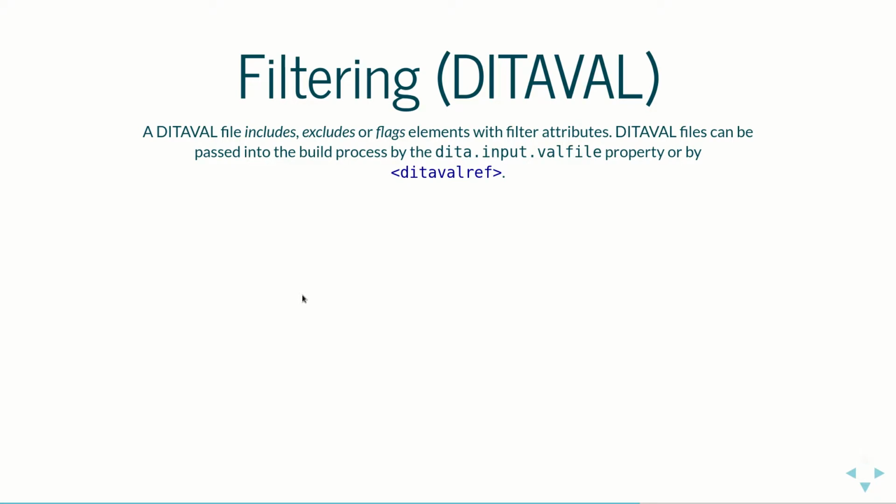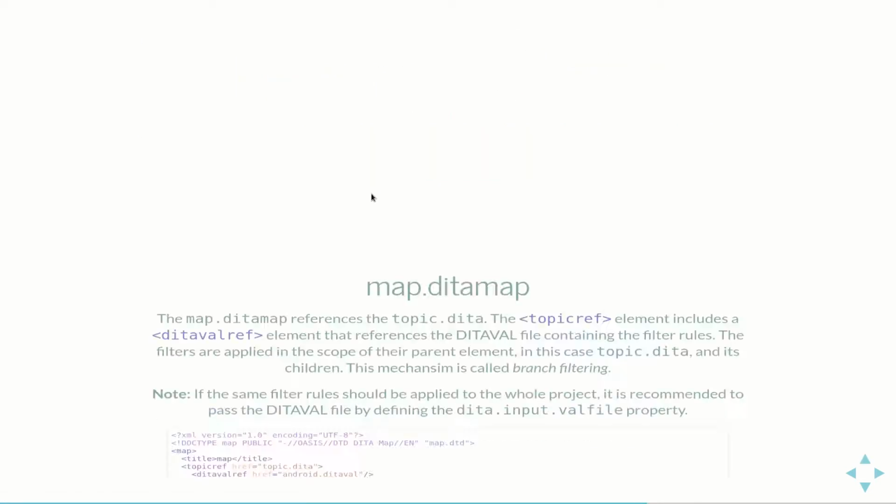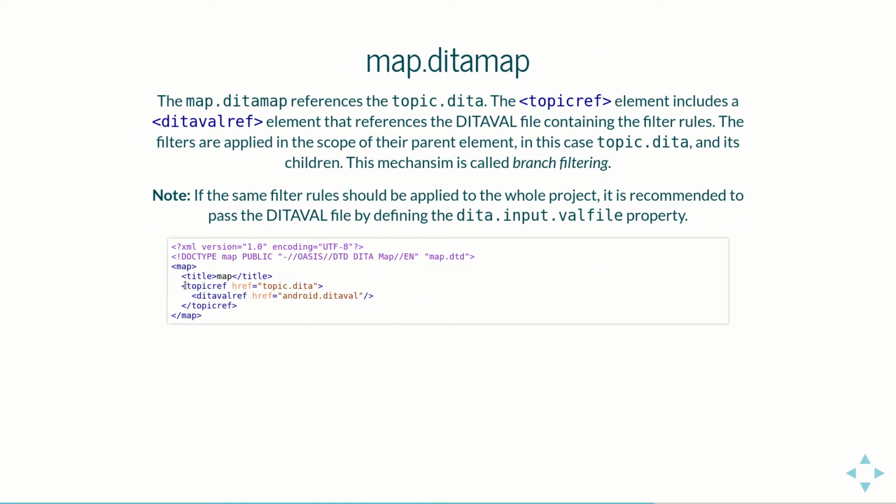You can filter DITA content using DITAVAL files. DITAVAL files can be passed into the build by specifying a property or by using an element. In this example, we have a map with a topic reference, and the content of the topic is filtered using this filter file. This mechanism is called branch filtering. So we apply the filter rules in this file only to this topicref, so to this branch of the map.